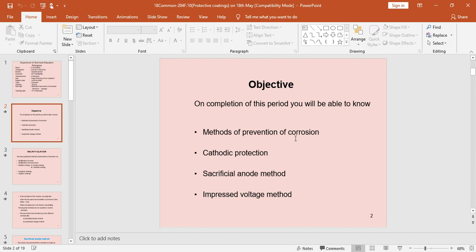Methods of prevention of corrosion, we already discussed in the last class: metallic coatings and also non-metallic coatings. In metallic coatings we discussed anodic coating and cathodic coating. In non-metallic coatings we discussed inorganic coatings and also organic coatings. Now we should discuss cathodic protection, the sacrificial anode method, and the impressed voltage method. Let us discuss one by one. Note down these points. Objectives.